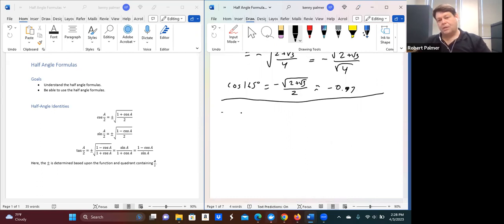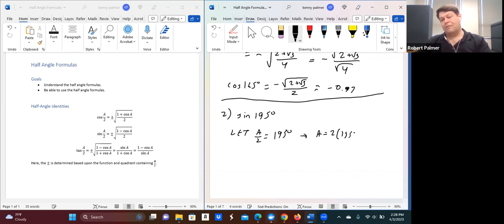So number 2, say I want to find the sine of 195 degrees. Okay, so like I did before, what we're going to do is say let a over 2 be equal to 195. This is also not a special triangle value or unit circle value. Then, of course, to find a, just multiply by 2. So 2 times 195.